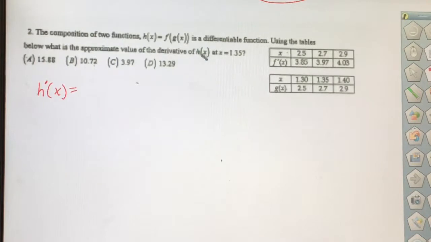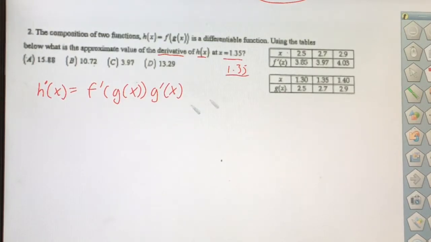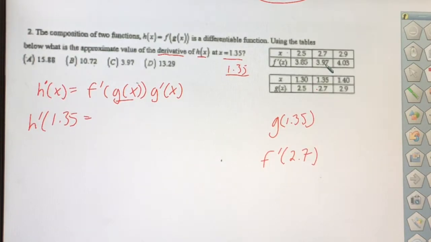I'm going to take the derivative of this because it wants the derivative of h prime at x equals 1.35. So h prime of x is going to be f prime of g of x times the derivative of the guts, which is g prime of x. Now I'm going to evaluate this at 1.35. So let's see here, what's g of 1.35? G of 1.35 is 2.7. So I'm going to place 2.7 in for that. That's going to give me f prime of 2.7. I wonder what f prime of 2.7 is. That's going to give me 3.97. It took me 2 steps to get there.